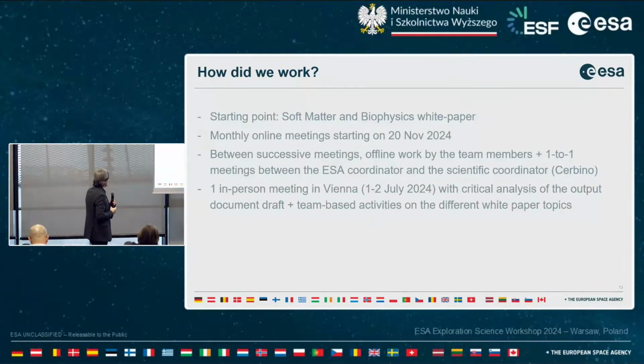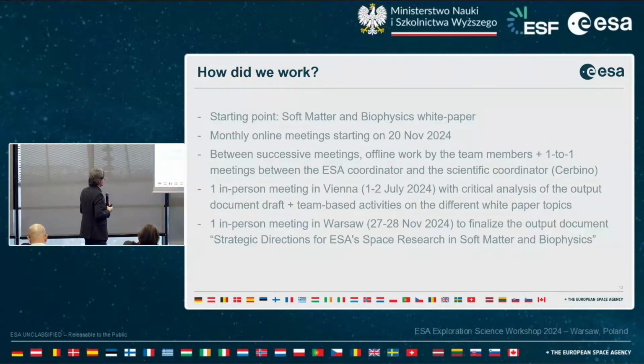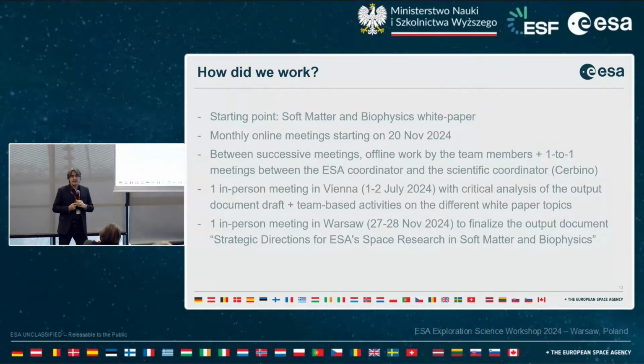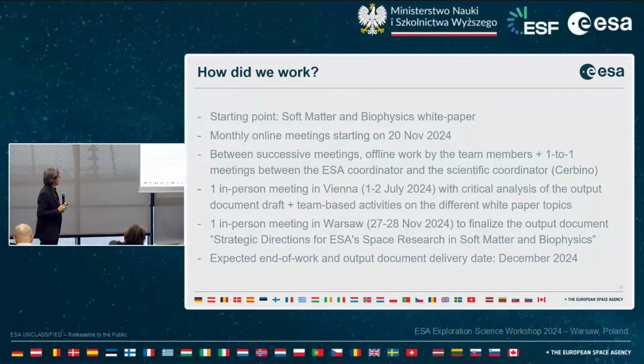And we had 1 in-person meeting in Vienna in July 2024, a 2-day meeting with a critical analysis of the output document draft, which is the main document that we will deliver to ESA as a result of our work. Plus, we organized some team-based activities by dividing people in subgroups related to topics. We assigned them questions. And at the end of the event, we had a vague idea of possible superposition between the different topics. So we decided to work again offline, and then today in the afternoon, after this session and tomorrow, we will aim to finalize the document to be sent to ESA before the end of the year, which is this.